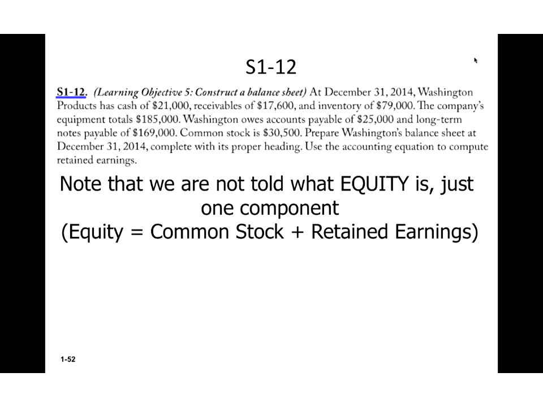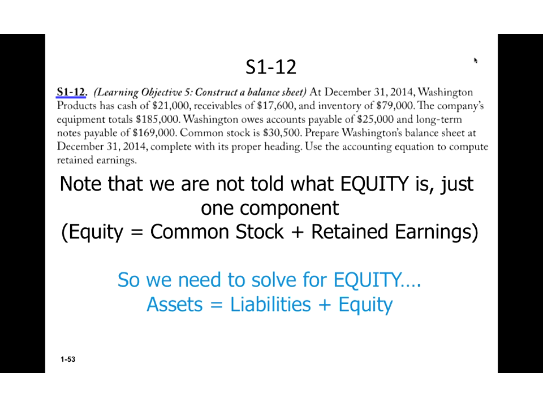Okay, now, before we can get to the balance sheet on this homework problem, really important, you're going to have to do some calculations before you can jump right into the statement. We are not told what equity is, just one component. Equity has two components. This is going back to last Wednesday. Stockholders' equity is composed of two things, common stock and retained earnings. In this problem, we are told what common stock is. So we need to solve for equity.